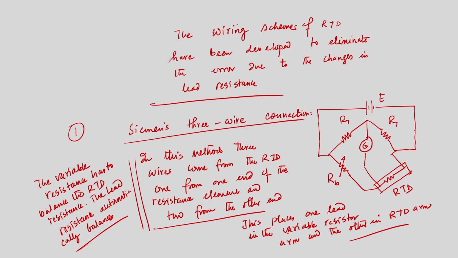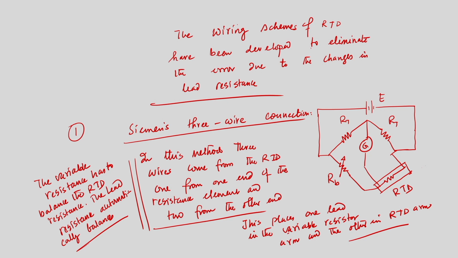Rather than correcting the error, it is more convenient to wire the RTD in such a way that the changes in the lead resistance are self compensating. So, the balance resistance will balance automatically. So, we have discussed 3 different schemes. The Siemens 3 wire connection we have discussed in detail, and ultimately we need to know, using this wiring connection scheme, how we can ignore, rather automatically balance, the resistance of the leads. So, that is why different connections are made.